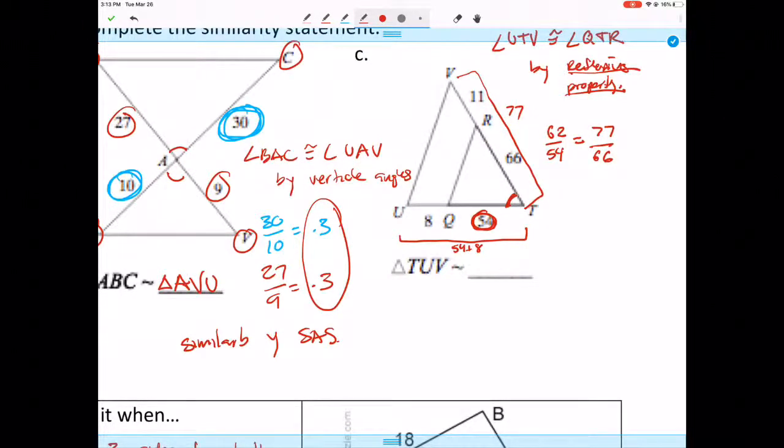All right, and then you would plug those in your calculator. I'll do that really quick. So 62 divided by 54 gives us a decimal, which is like 1.148. And is that equal to 77 divided by 66? Which is 1.167. So we would say no, they are not proportional, and we would say they are not similar. Okay?